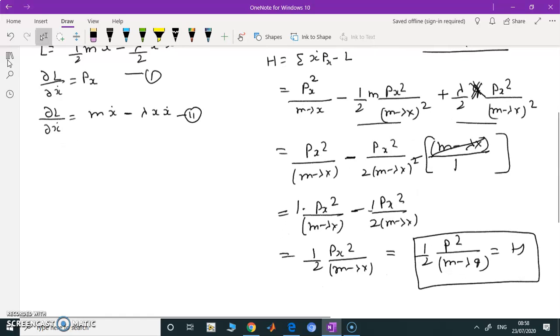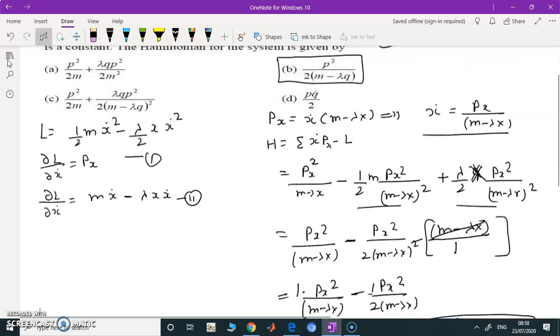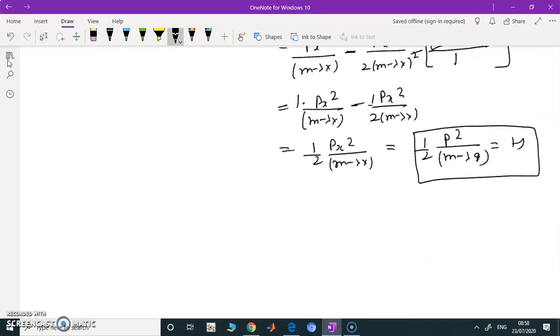Okay, so now let's see. Your answer B is matching with our answer. Option B is the correct one: p square upon 2 times m minus lambda x.